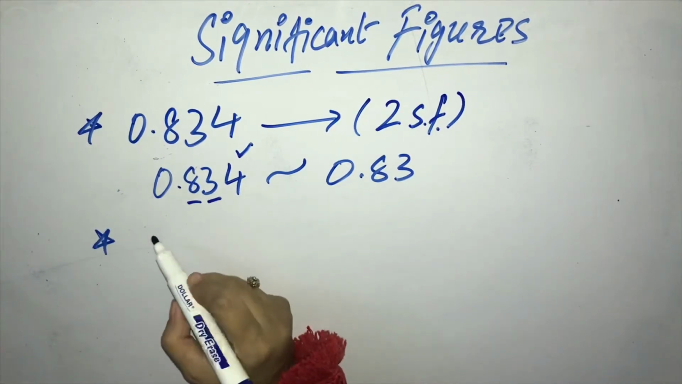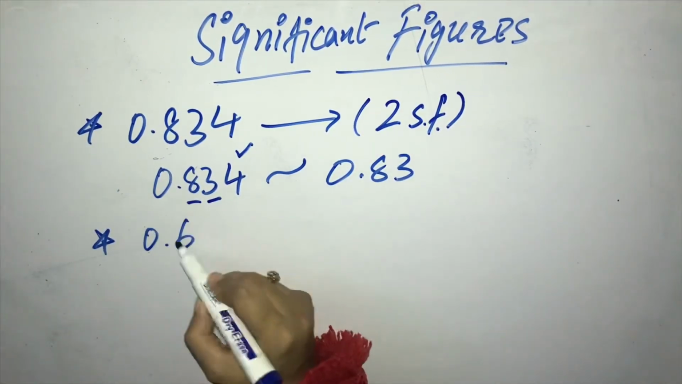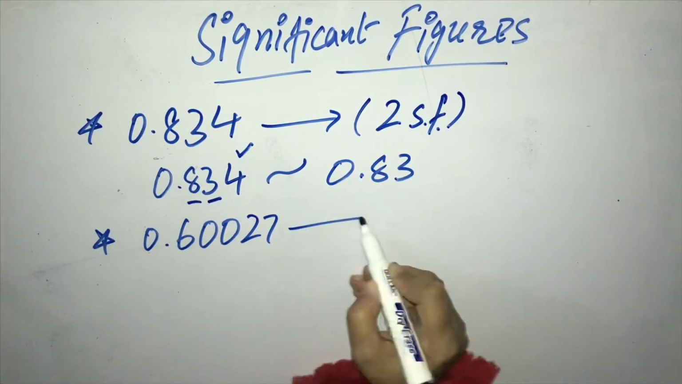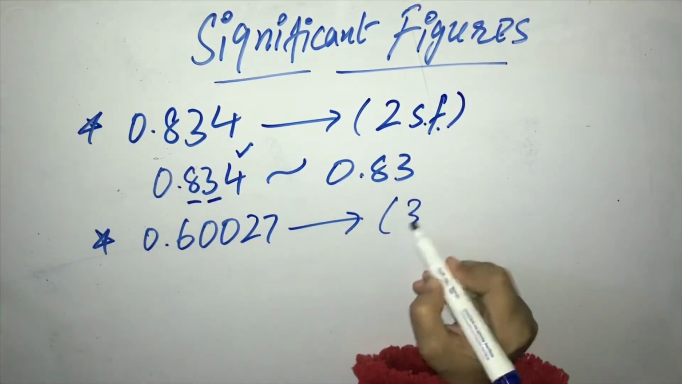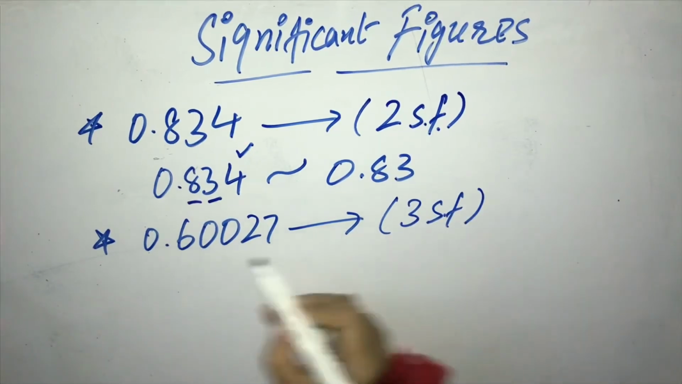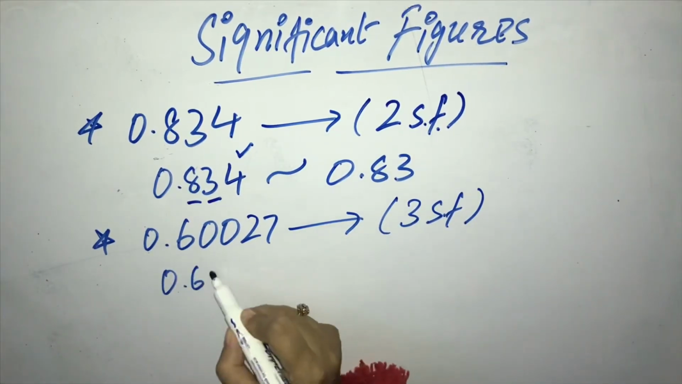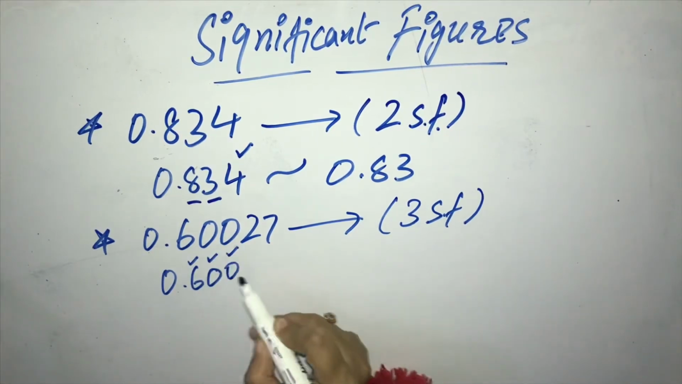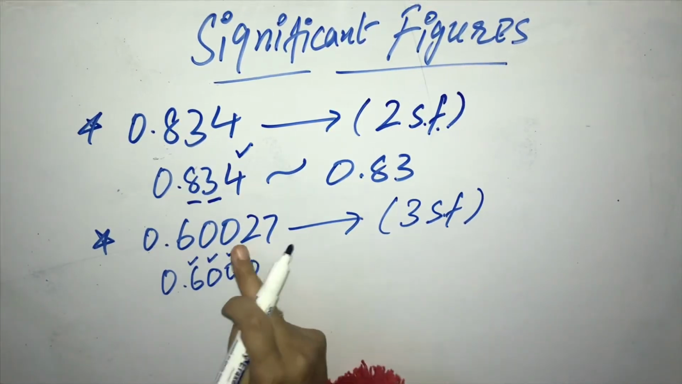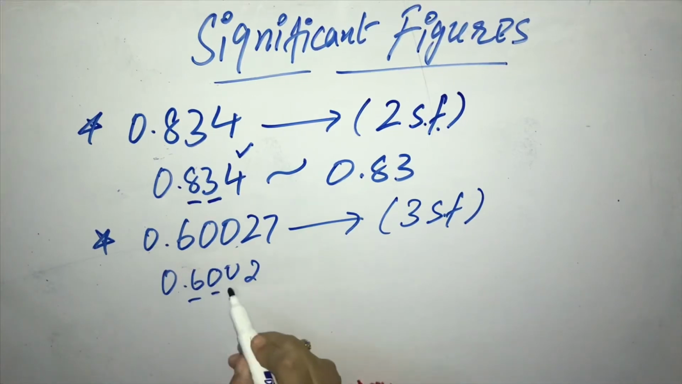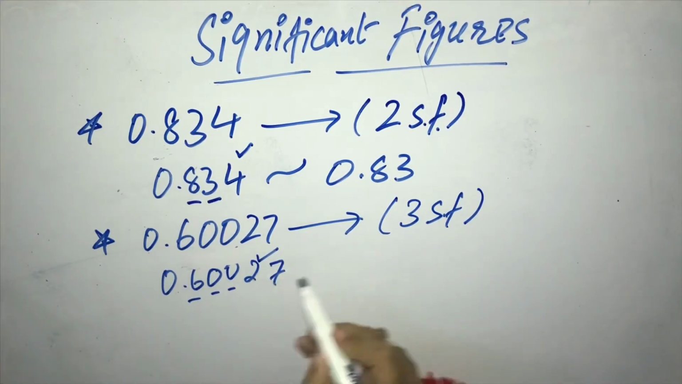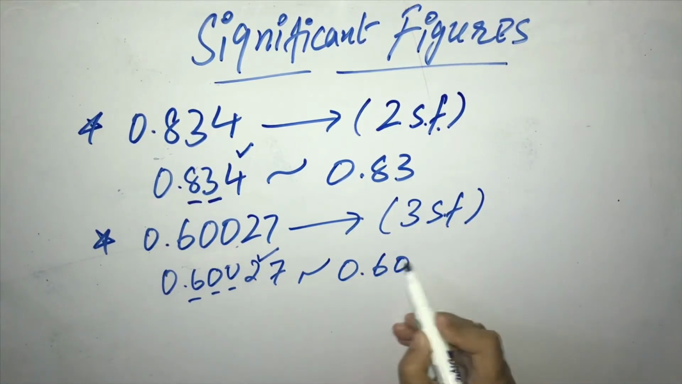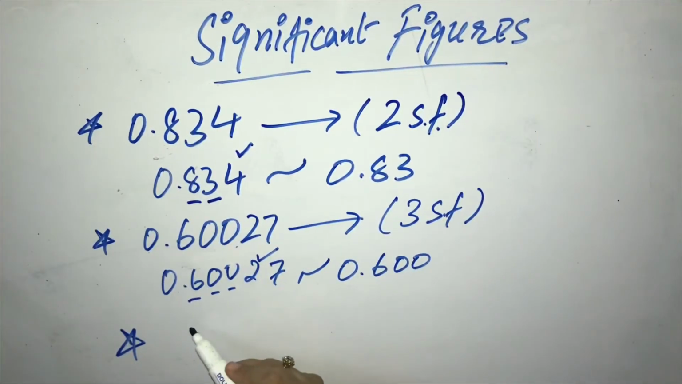The next example, 0.60027. I have to give the answer correct to 3 significant figures. 1, 2, 3: the first non-zero number, second and third. I have to check this 2. This is less than 5. My answer will be 0.600.